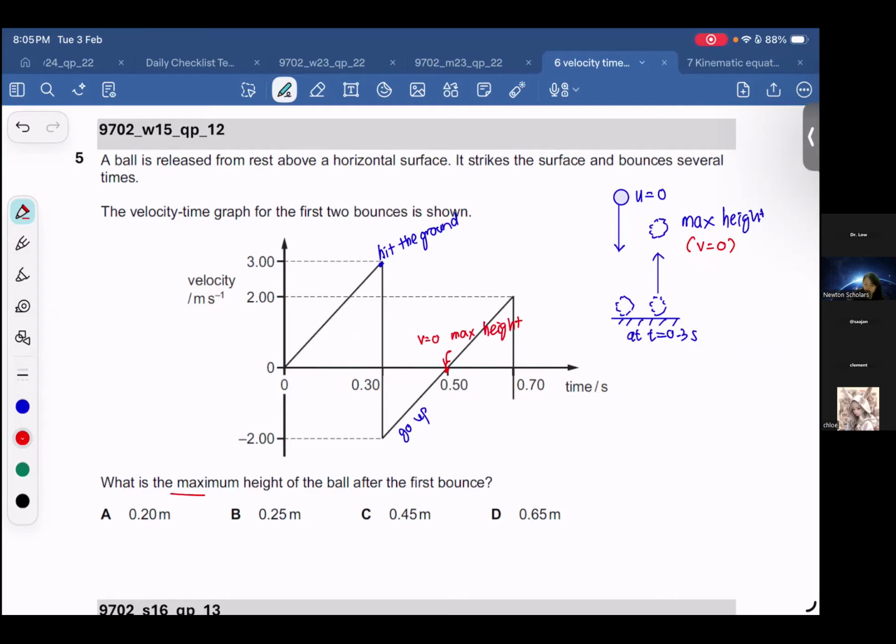So I want to know the maximum height. How can I know? From the ground to here, this is my maximum height. So this region is actually the distance that it bounces upwards, the first bounce. So you just count the area under the graph for this section. So 1/2 times 2 times 0.2, your answer should be 0.2 meter. Answer is A.